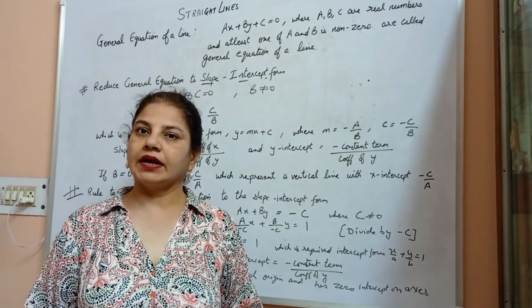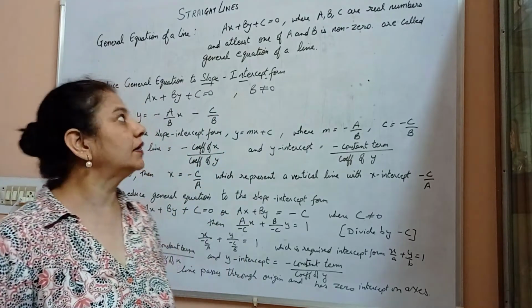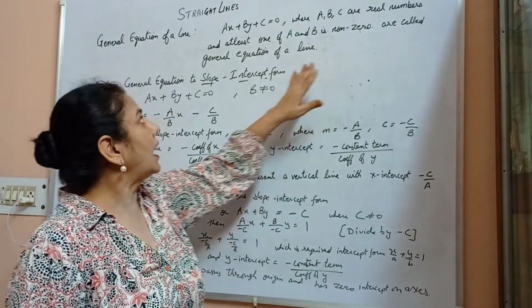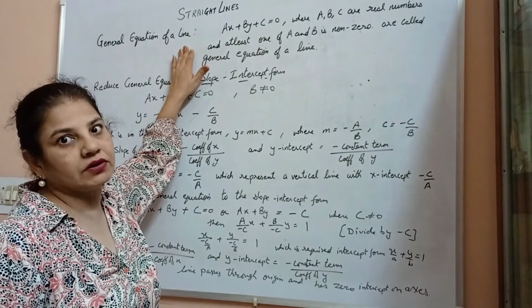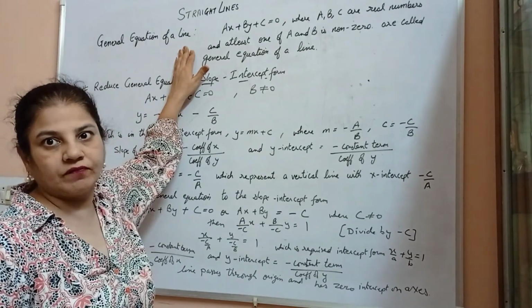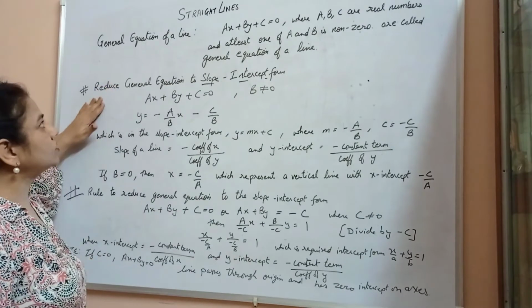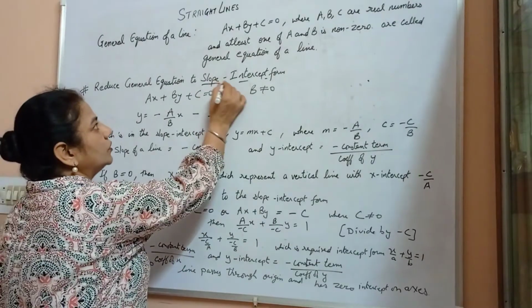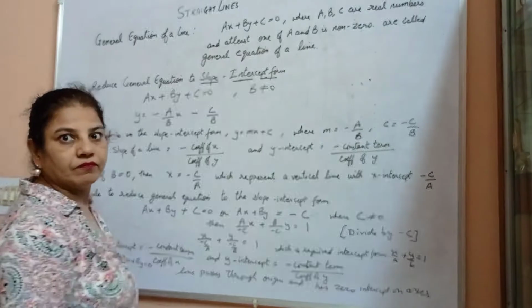The general equation of a line, ax plus by plus c is equal to 0, where a, b, c are real numbers and at least one of a and b is not zero, is called the general equation of a line. Reduce the general equation of a line to slope-intercept form. So we are going to reduce this to slope-intercept form.